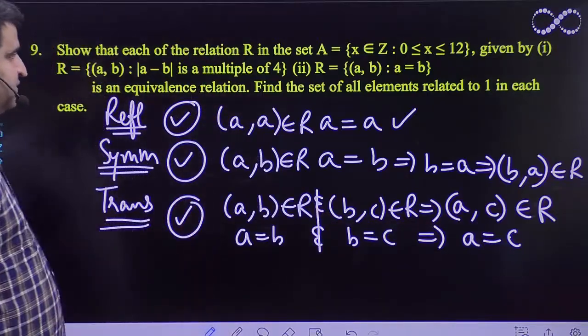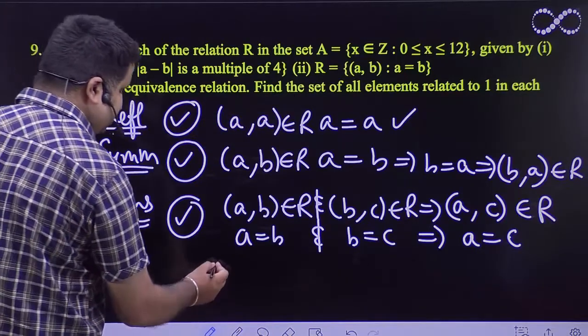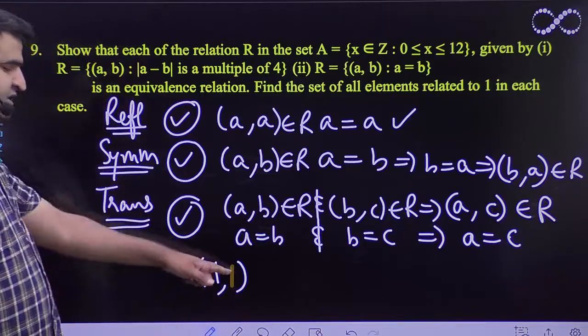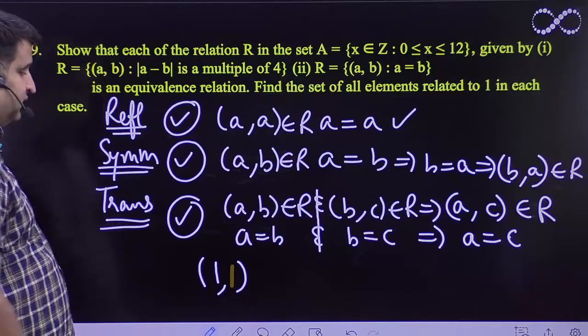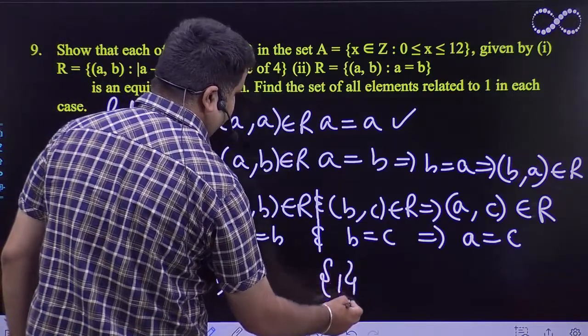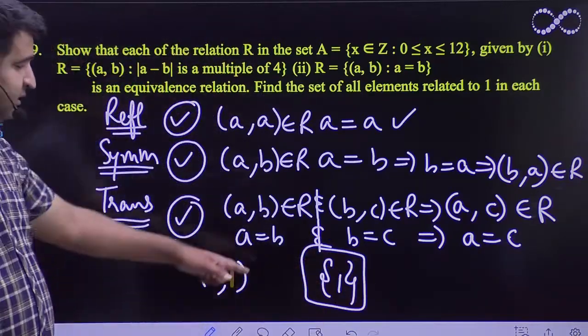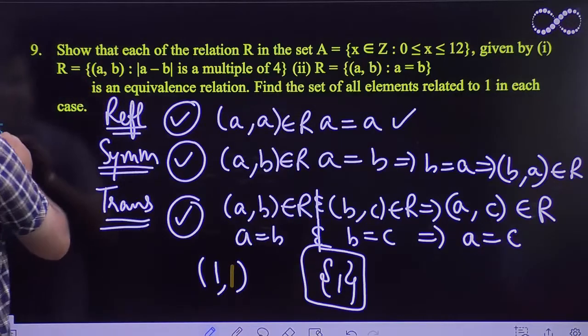Now the next part is find the set of all the elements related to 1 in each case. So all the elements related to 1 in each case, in this case, will be just 1, since only 1 comma 1 will satisfy this relation. So the set of all the elements will be just this singleton set, which is just 1. So let's move on to the next one.